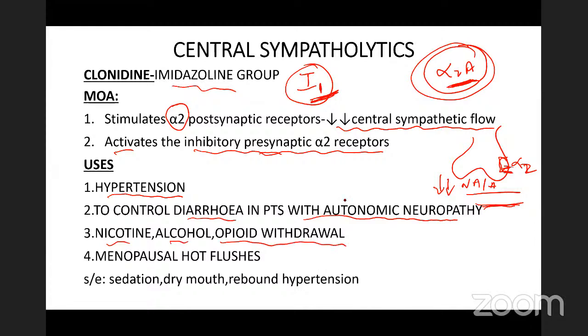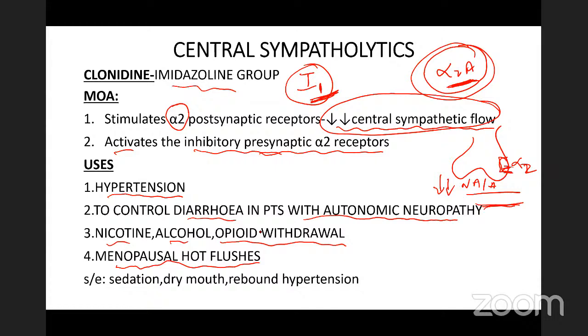Okay, in nicotine, alcohol, and opioid withdrawal, there will be increased sympathetic activity. So the symptoms of increased sympathetic activity will be seen in the withdrawal of nicotine, alcohol, and opioids. To inhibit that, we know it reduces the central sympathetic outflow, so that can be utilized in the treatment of withdrawal symptoms due to increased sympathetic activity. As well as menopausal hot flashes, which are also due to increased sympathetic activity, can be decreased by giving clonidine. Okay, these are the other uses.